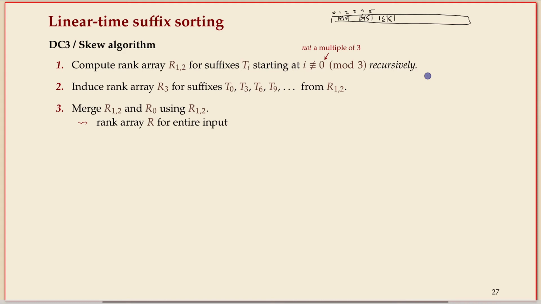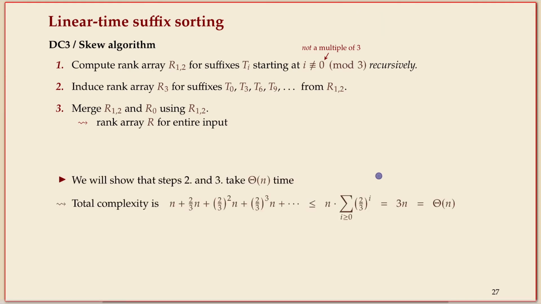But there's something fishy, maybe, it sounds. How can you possibly do this second step? That sounds where the magic is happening. So that's where we'll use that we're sorting suffixes and not arbitrary strings. But let's first analyze the overall algorithm. Why does it make such a big difference that we don't recurse on the entire list?